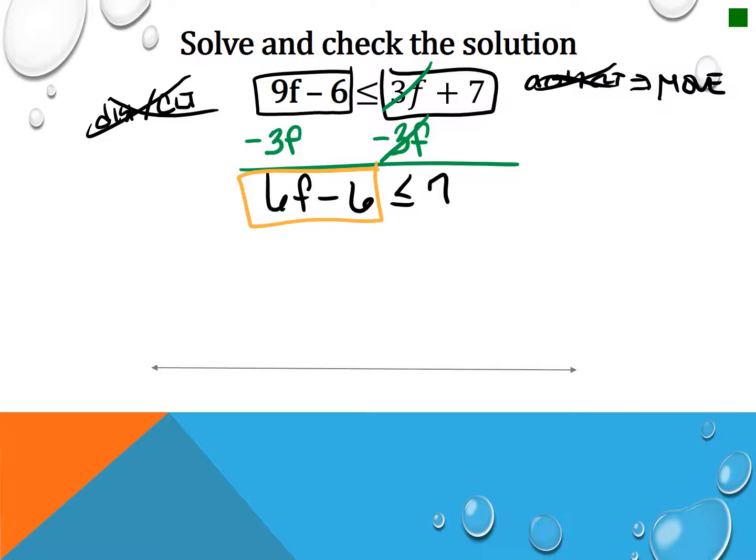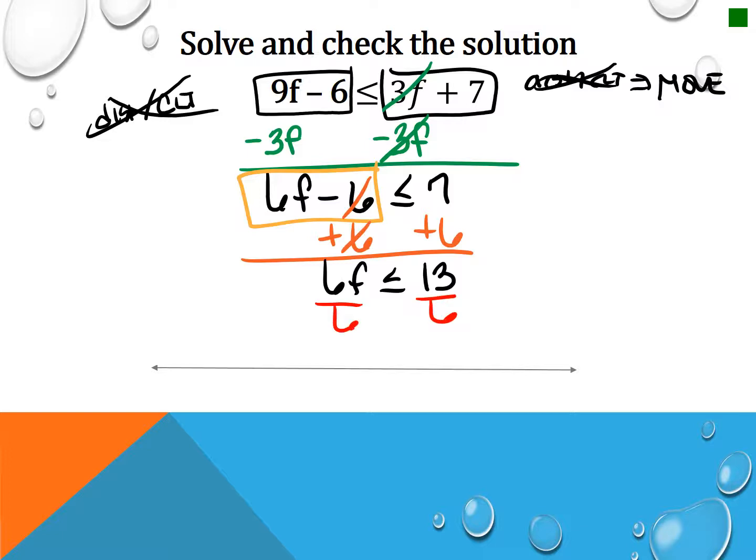Over here where my f is, there's a minus sign. When I have a minus, remember I'm going to use a plus 6, always getting rid of the opposite. So now I have 6f is less than or equal to 13. Once I'm out of plus and minuses, I'm going to divide. I'm going to divide by 6. And I'm going to tell you this is ugly. I get f is less than or equal to 13 over 6. If I went to a mixed number, that would be 2 and 1/6.